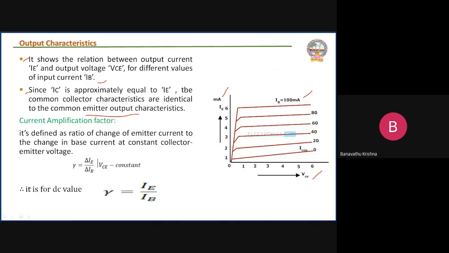Let us again see the current amplification factor here. It is defined as the ratio of change in emitter current to the change in base current with respect to VCE as constant. But in practice, it is generally considered as the DC value, that is gamma equals IE by IB. Right? Thank you.